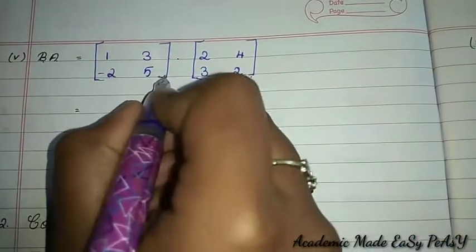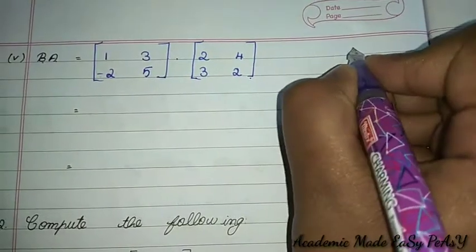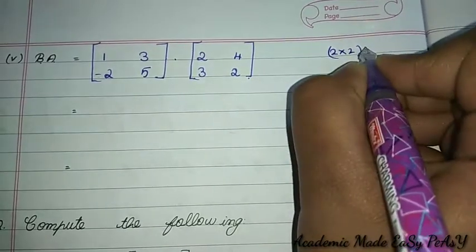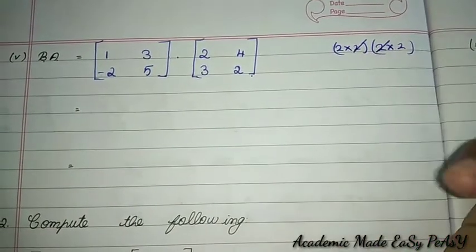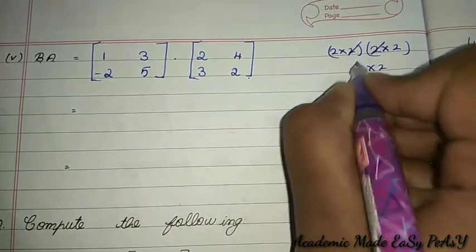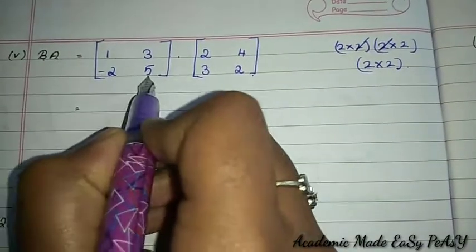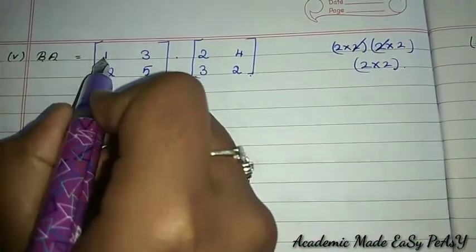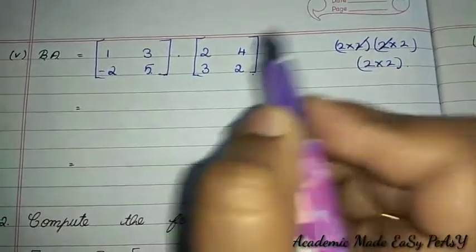So first I have to find the order of the matrix. I will write both the orders. The order of matrix B is 2 by 2 and the order of matrix A is also 2 by 2. So I will be cancelling out the 2 numbers which are inside, so I will have a 2 by 2 matrix again. Now I will check how many rows I have in the first matrix and how many columns in the second matrix. I have 2 rows in the first matrix and 2 columns in the second matrix.